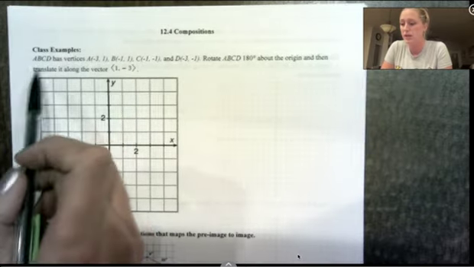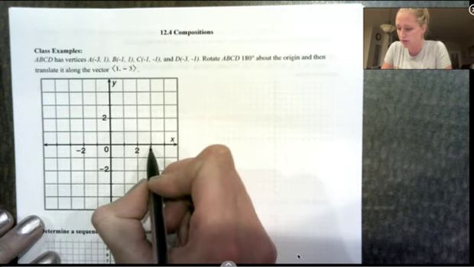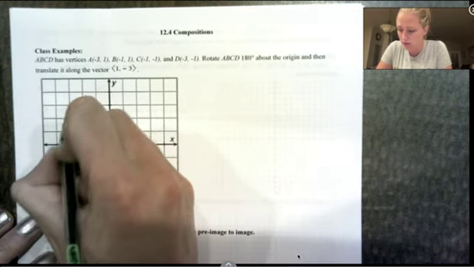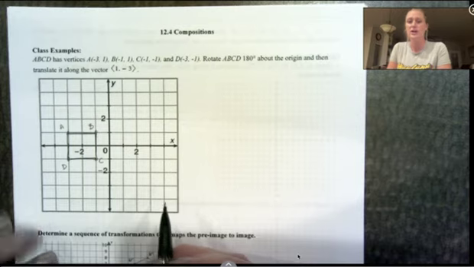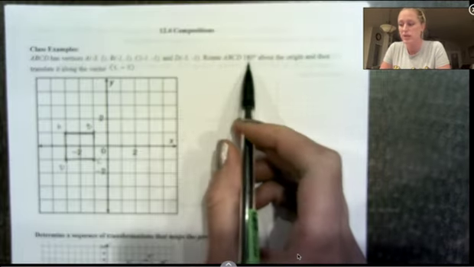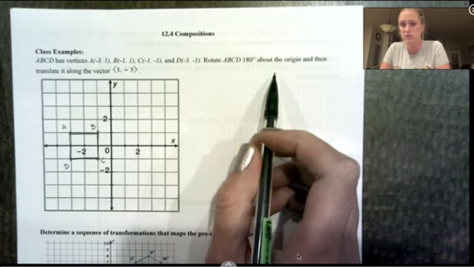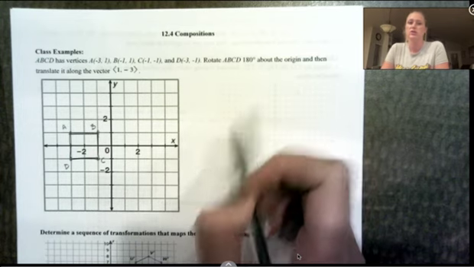All right, so let's start here. Quadrilateral ABCD. A is at negative 3, 1. B is at negative 1, 1. C is at negative 1, negative 1. And D is at negative 3, negative 1. So we've got this rectangle here. We are asked to first rotate this rectangle 180 degrees about the origin, then translate it along the vector 1, negative 3.